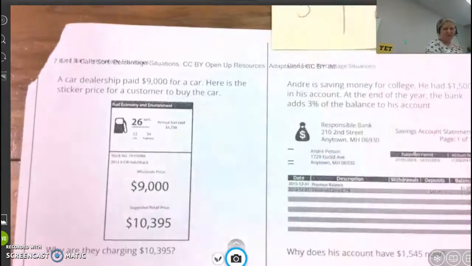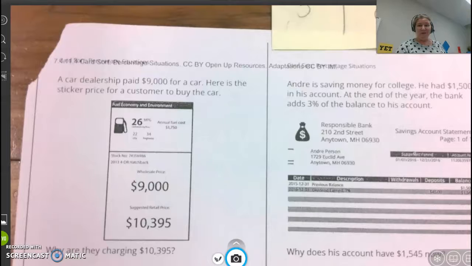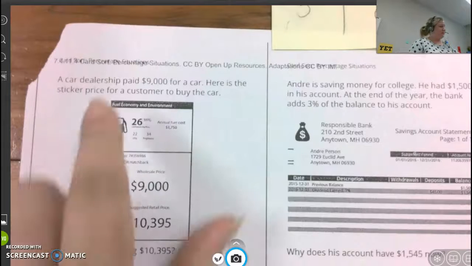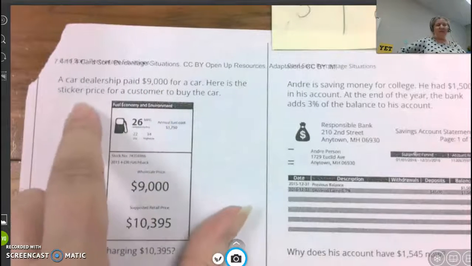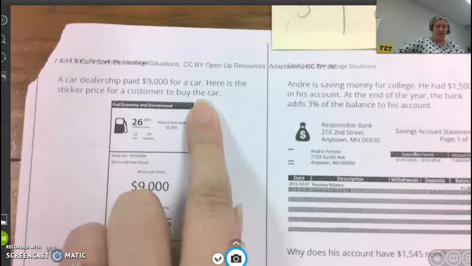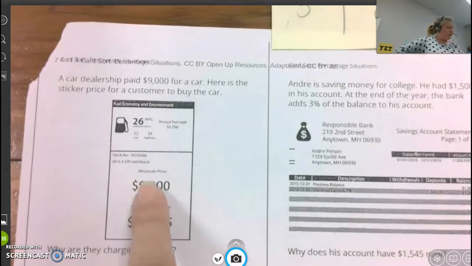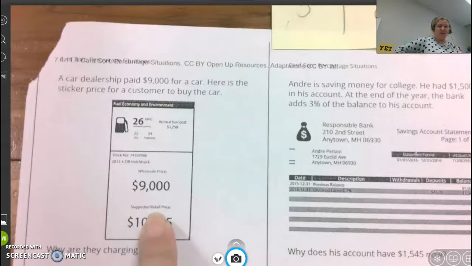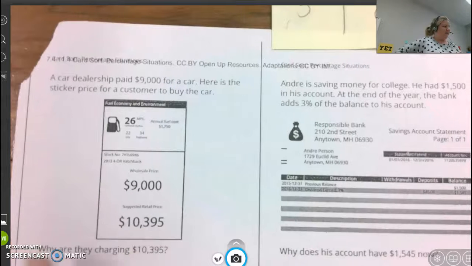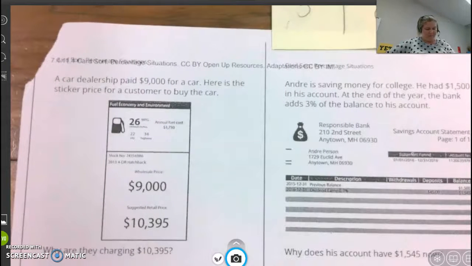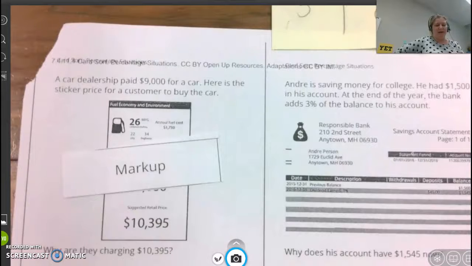Okay, so here's the next problem. It says a car dealership paid $9,000 for a car. So that's what the dealership paid. And here is the sticker price for the customer to buy the car. So the wholesale price is $9,000 and the suggested retail price is $10,395. So why are they charging that? Because they mark it up. It is a markup. And they have to charge more than they paid in order to make money.